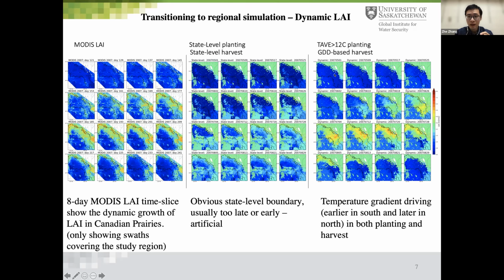And on the right-hand side, we see the dynamic planting and harvesting. We expect to have the greening up starting from late May, and then start growing the LAI greening into June, peaks in July, and then entering August, it starts to harvest, which to a large degree reasonably well represents those in the MODIS LAI. And what we want to capture is these gradients that are temperature driven: earlier in the south and then later in the north, both in planting as well as in the harvest. So that is to our expectation that is in the dynamic feature.